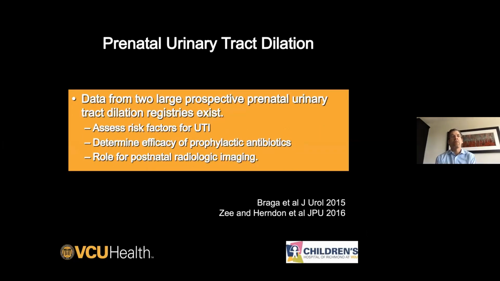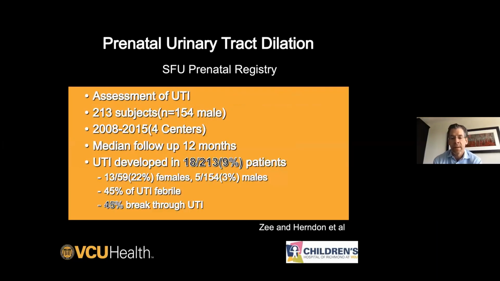We currently have two large registries, or we did. They're now combined into one, actually. But for the purposes of this talk, there were two, and they were assessing the risk factors for infection, the role of prophylaxis, and postnatal imaging. Dr. Rebecca Z, who's now joined me here at VCU, she was a resident at UVA. When we looked at this data, we had a little over 200 patients from 4 centers, and the median follow-up was around 12 months. We found that about 9% of patients had an infection.